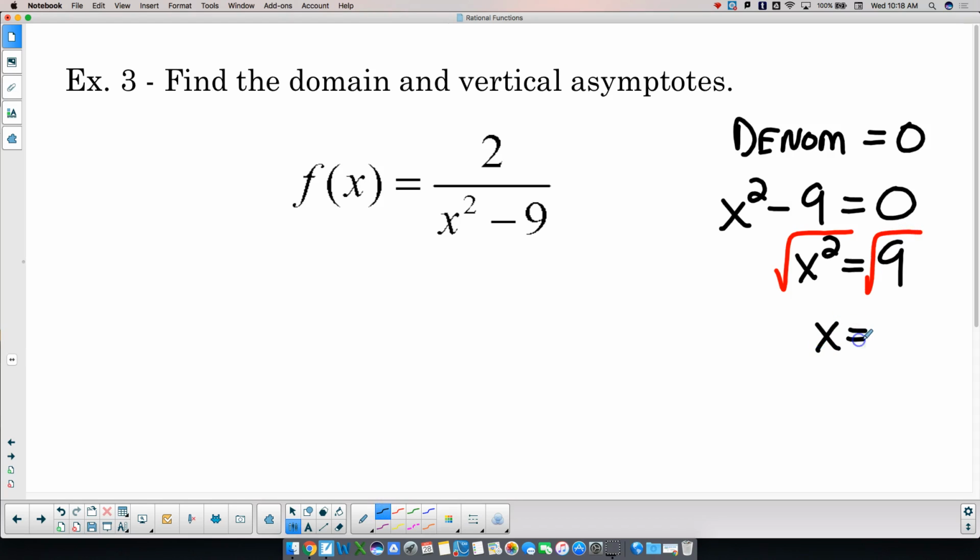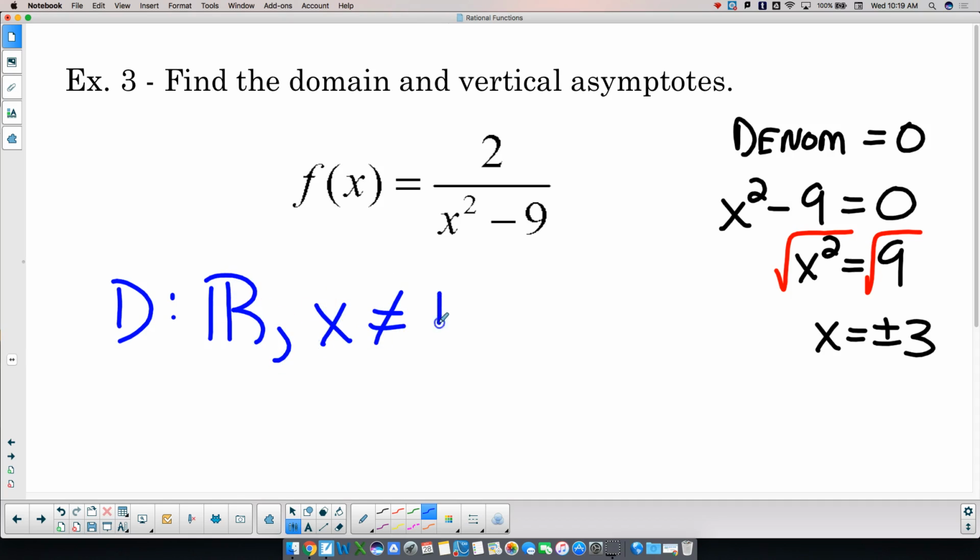That gives me x equals, lots of you just put 3. Okay? But what's wrong with just 3? There's got to be 2 answers because the degree is 2. So whenever I take the square root, I need to add plus or minus. Okay? So the domain here is going to be all real numbers, but x cannot equal plus or minus 3. And I'm okay with it written like that. If you wanted to write it as 3 comma negative 3, that's fine too, if you wanted to split them up.